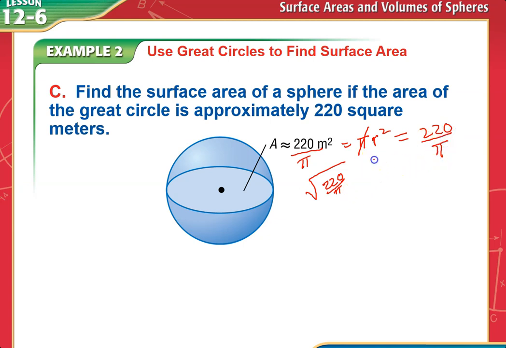You can see why we might not even need to do this, because we want 4 pi r squared. So we're going to take our 4, we're going to have our pi, and we know my r squared is 220 over pi. So it looks like we have a little cancellation, and we're going to get 880. So in this case, it looks like we can just multiply by 4. Let's see what happens.